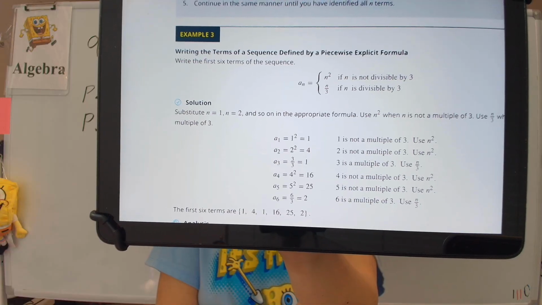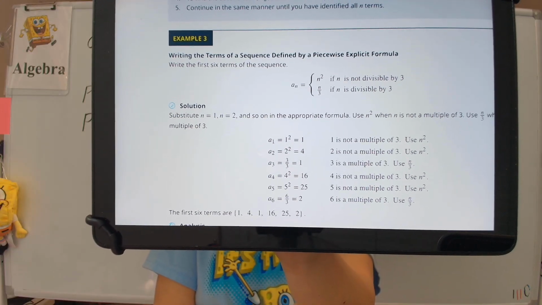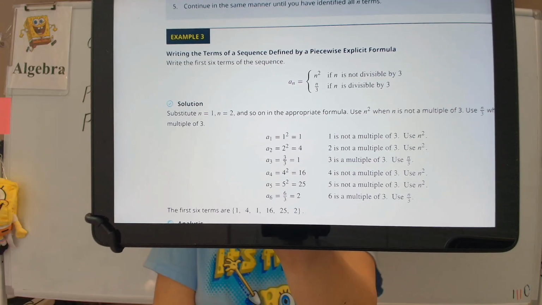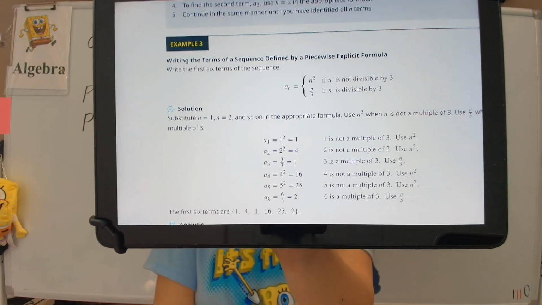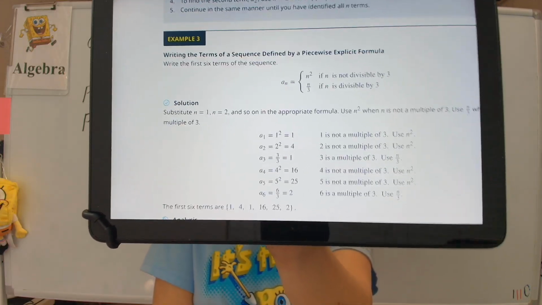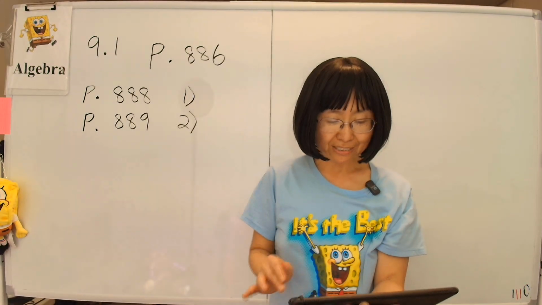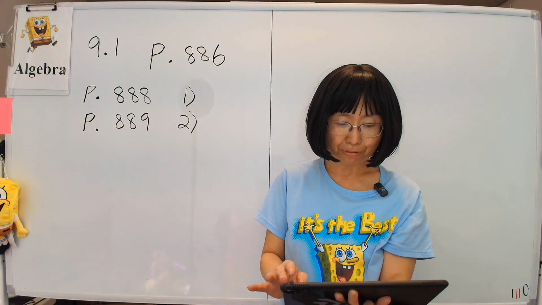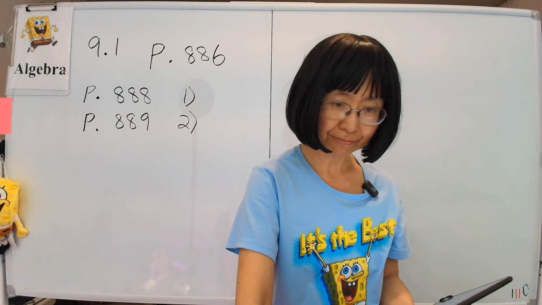And a1, 1 is not divisible by 3, so it's 1 squared. 2 is not divisible by 3, so it's 2 squared. And 3 is divisible by 3, so a3 equals 1, and so on. So please do that yourself. That's example 3. And next, let's look at example 4 on the following page.